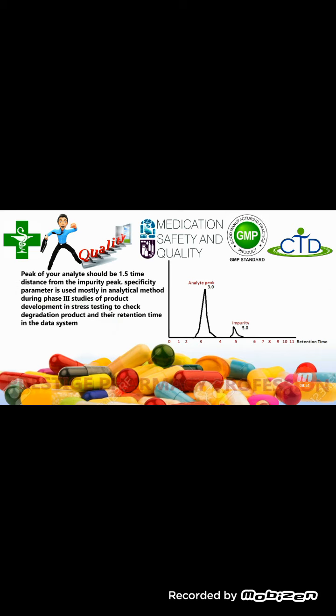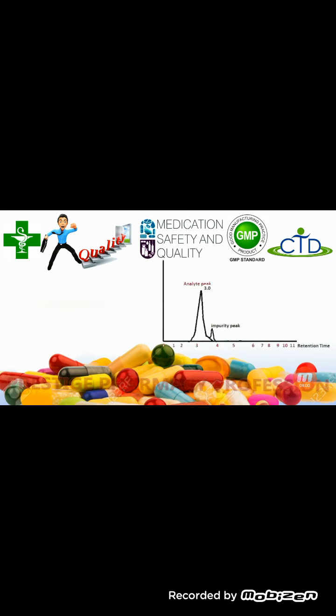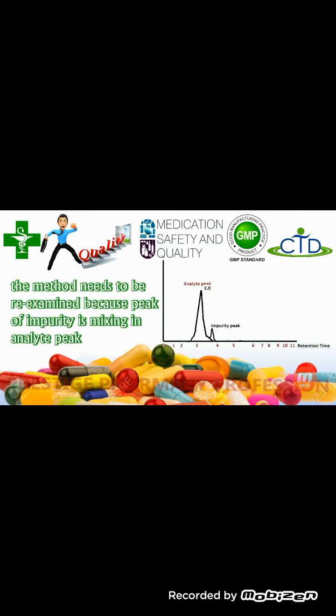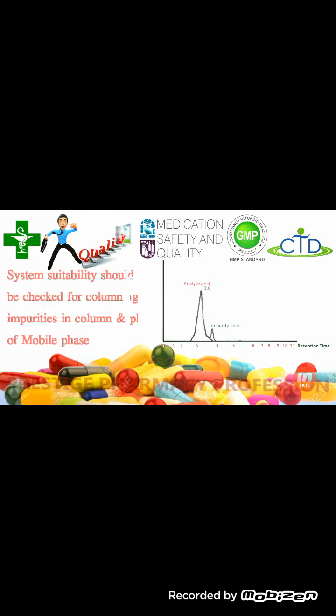The specificity test is basically required during phase 3 trials of a product to check any degradation product mixing with the peak of your analyte. If the impurity peak is mixing with your analyte peak, then your method is not validated. If it happens during stress testing, then it proves that your analytical method will not be applicable in post-marketing when a product will face harsh environmental conditions. The peak mixing may also happen due to column age, impurities present in the column and pH of the mobile phase.